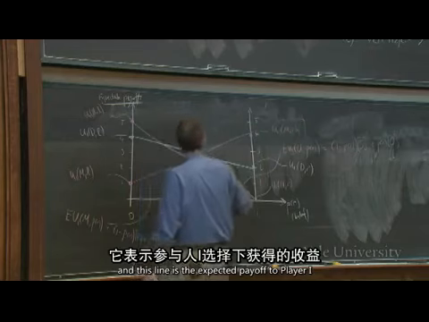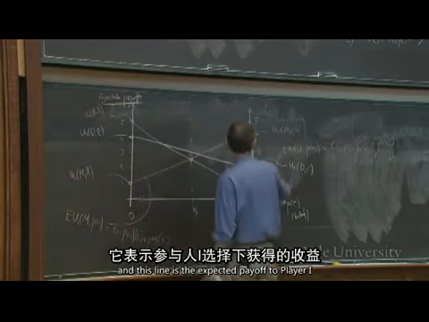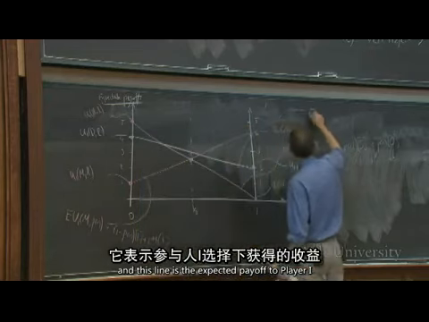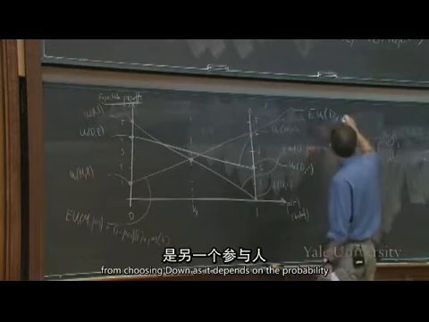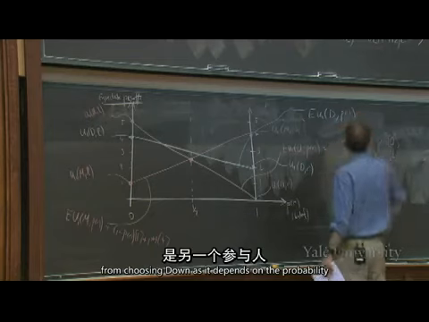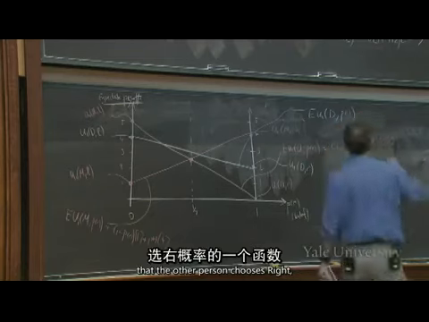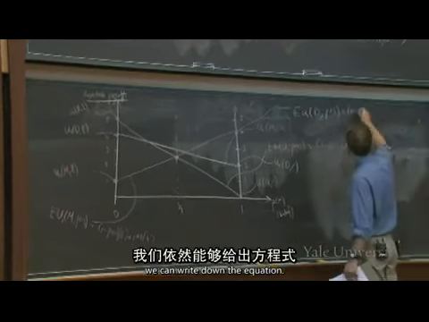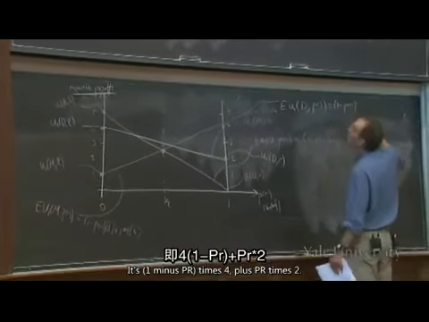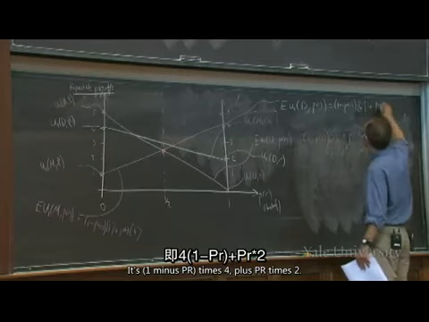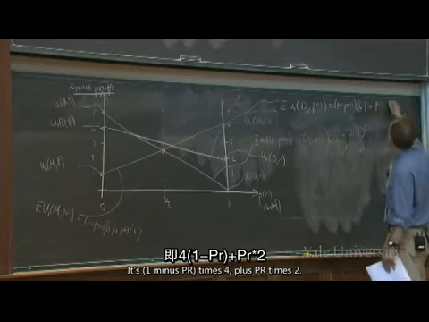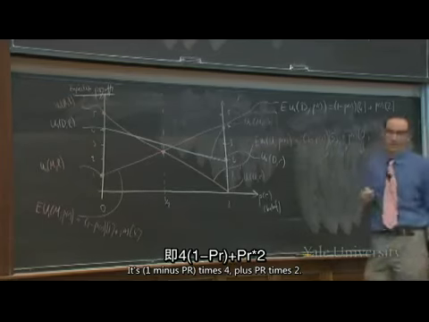This line is the expected payoff to player 1 from choosing down, as it depends on the probability that the other person chooses right. And once again, we can write down the equation. It's 1 minus PR times 4 plus PR times 2.